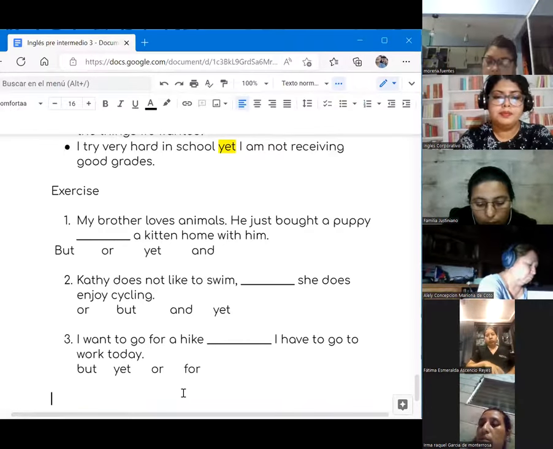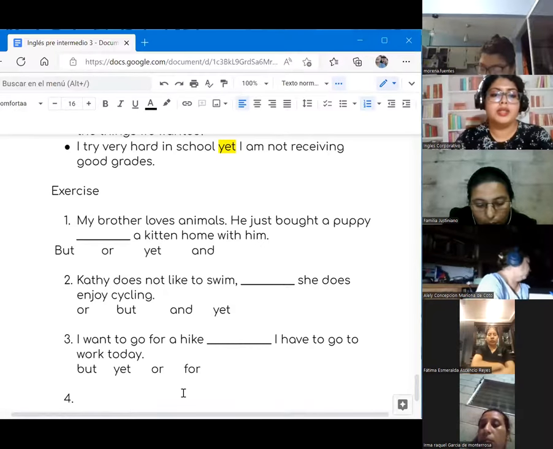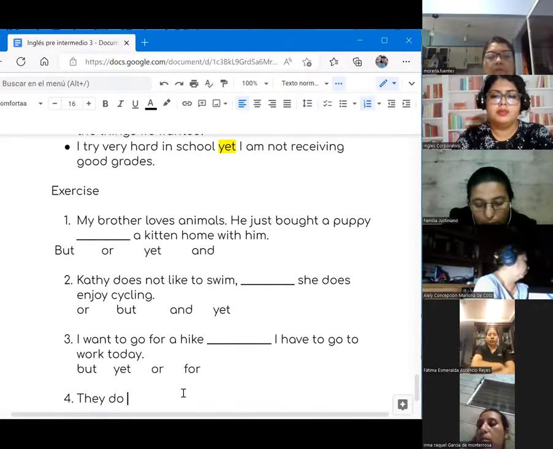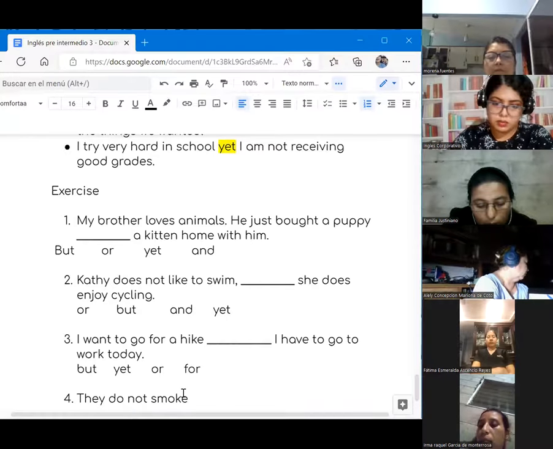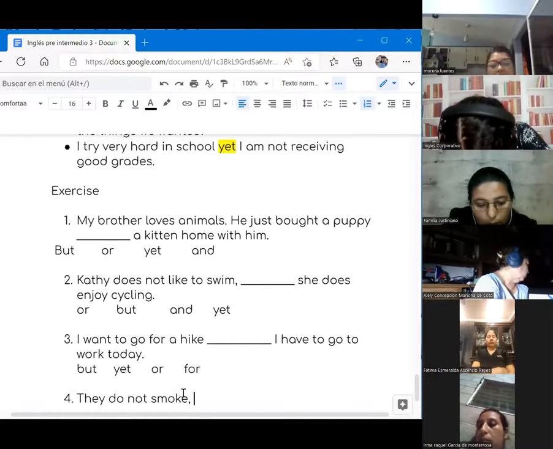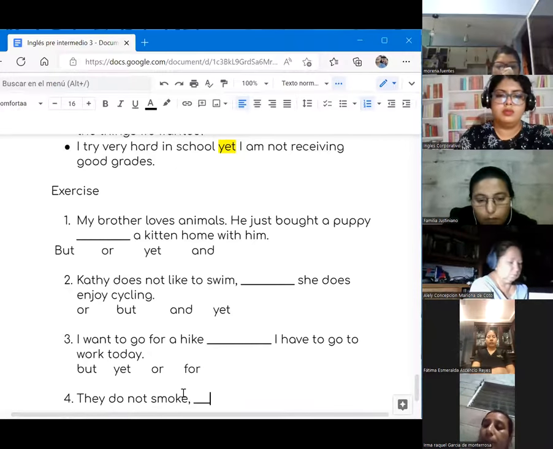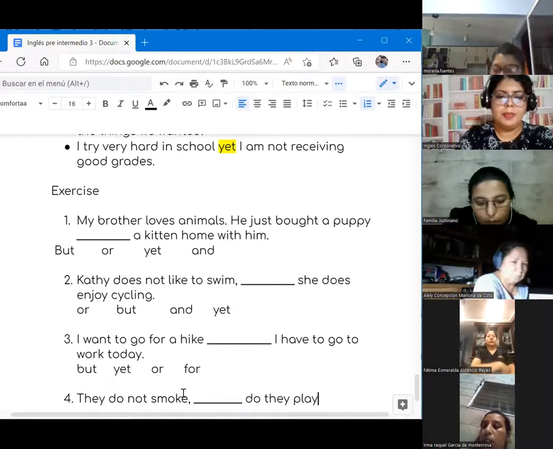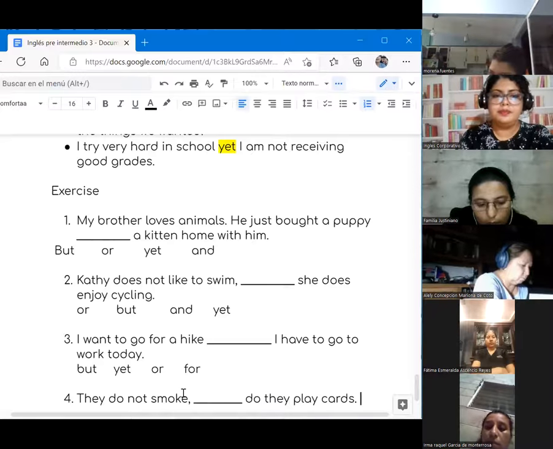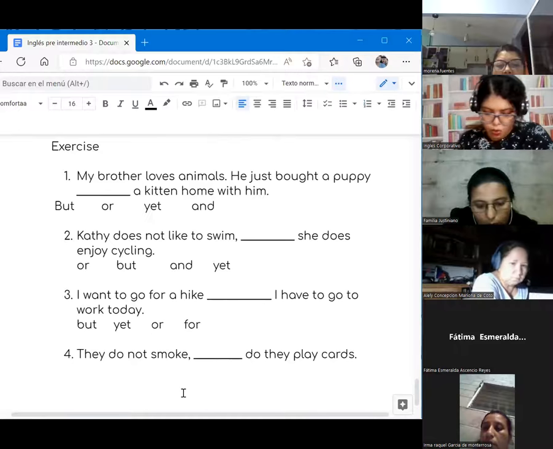Number four. They do not smoke. Do they play cards? And we have the options: and, or, nor.